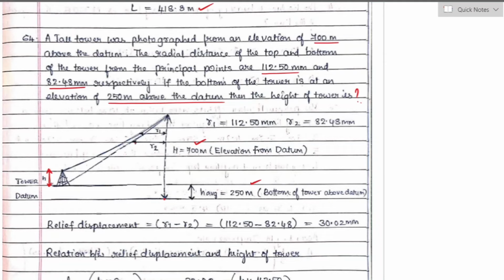So here you can observe these are the radial distance which are measured from the top and bottom of the tower. So R1 is equal to 112.5 mm, which is measured from the top of the tower, and R2 is the radial distance which is measured from the bottom of the tower, that is 82.48 mm. So relief displacement D is equal to difference between the radial distance, so it is 112.5 mm minus 82.48 mm, which is equal to 30.02 mm.